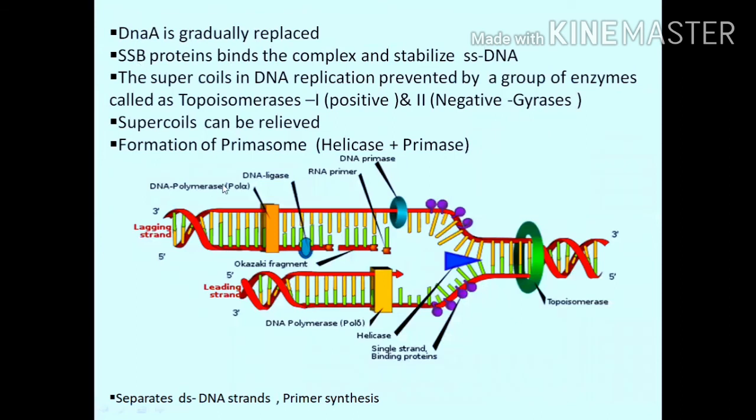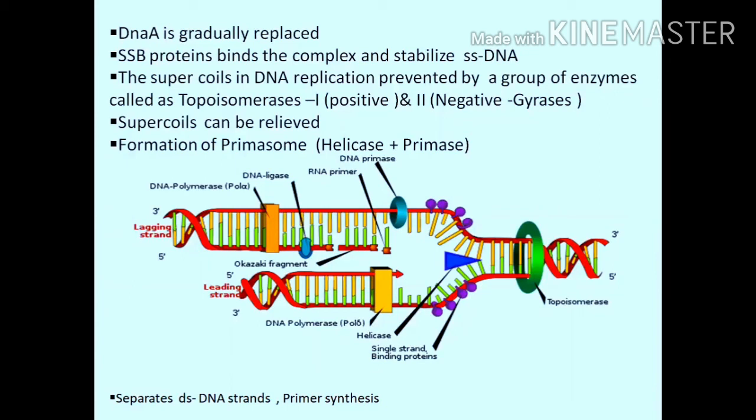Next, after separation of these two strands, the two single-stranded DNA molecules are stabilized by a group of proteins called SSB proteins, single-stranded binding proteins. These single-stranded binding proteins prevent the formation of double-stranded DNA, so they stabilize the single-stranded DNA molecule. Helicase is unwinding the DNA to remove the spirals by breaking the hydrogen bonds between the two strands.